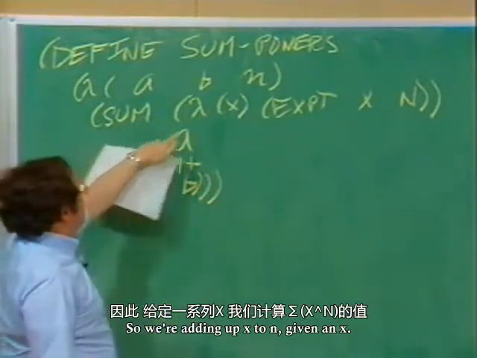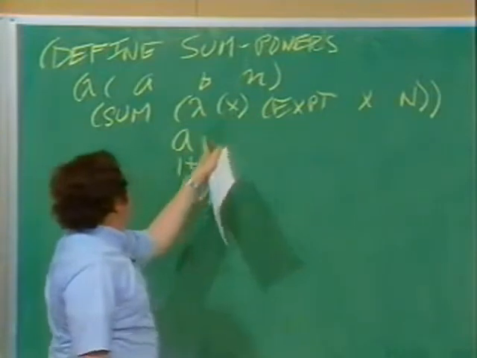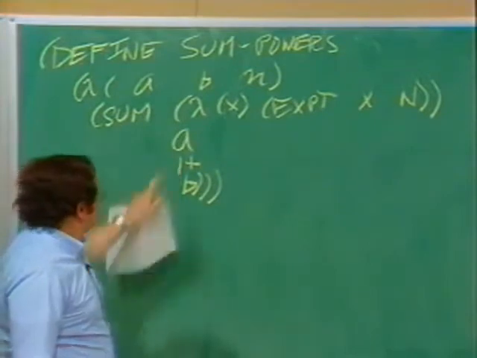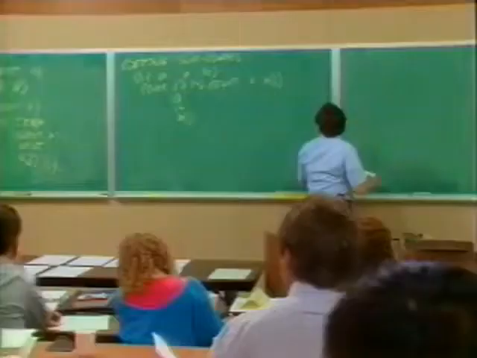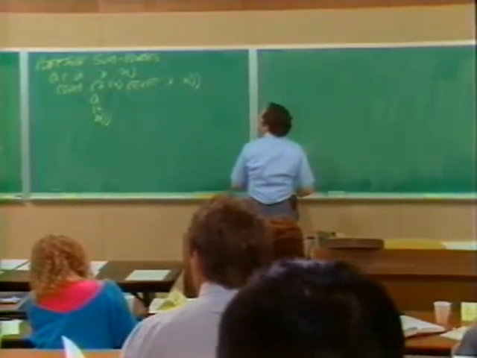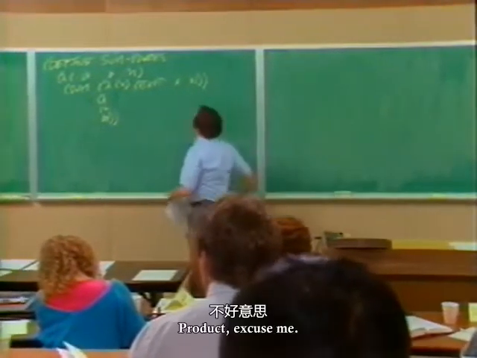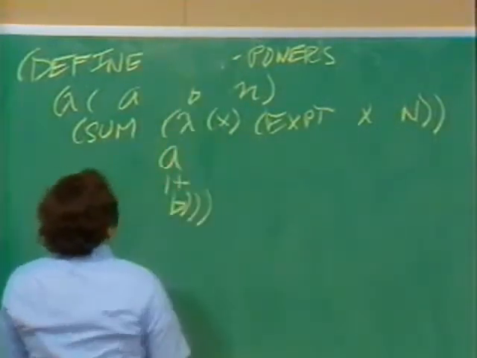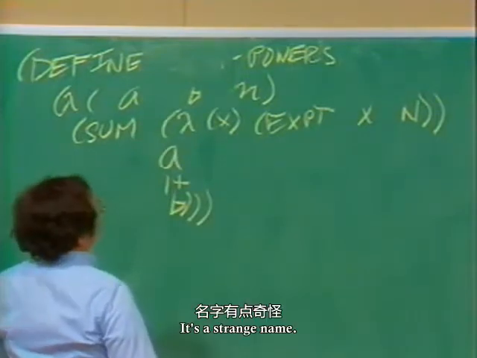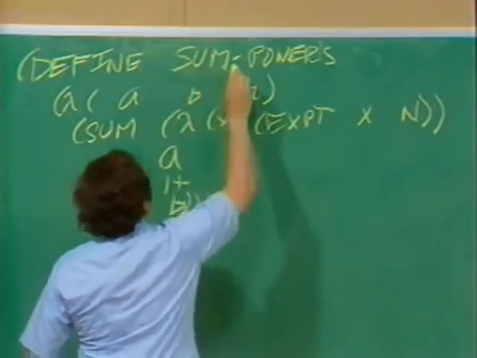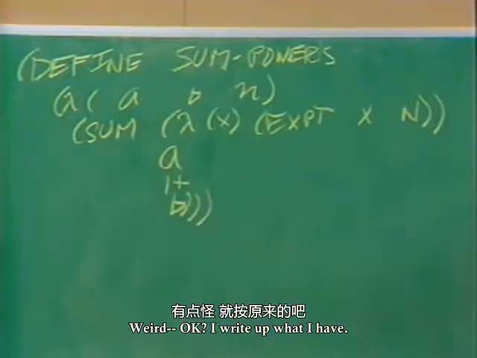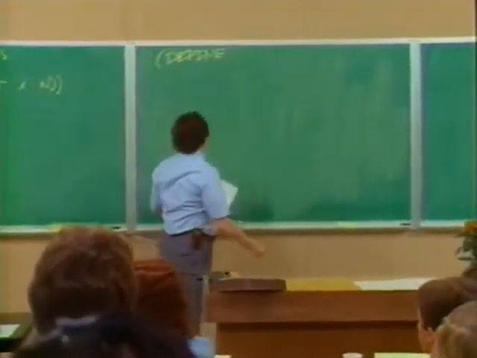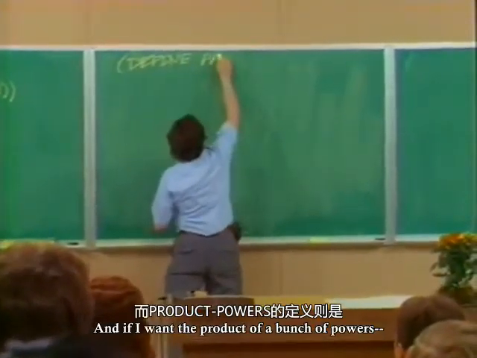So we're adding up x to the n given an x. X takes on values from a to b, incrementing by 1. I can also write that's right. It's product, excuse me. It's the product of a bunch of powers. It's a strange name. Why don't I leave it there? Okay? I'll write what I have. I'm sure that's right.